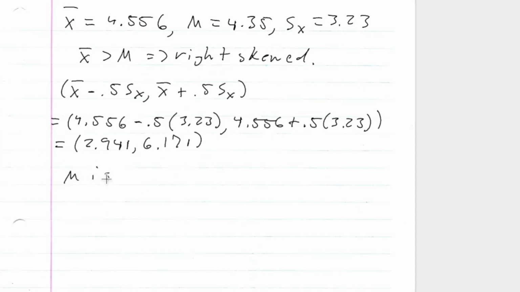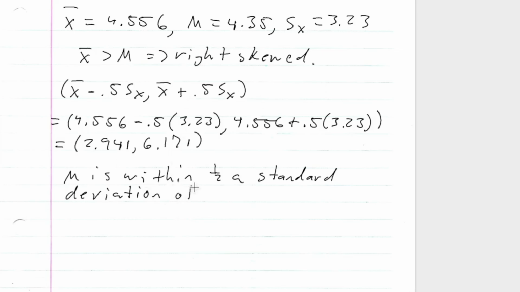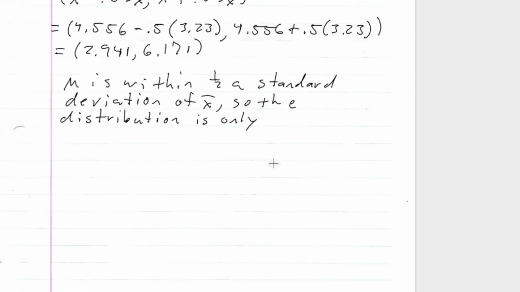So the median is within half a standard deviation of x bar. So the distribution is only slightly right skewed. Slightly. All right, so that means our normal condition is met.